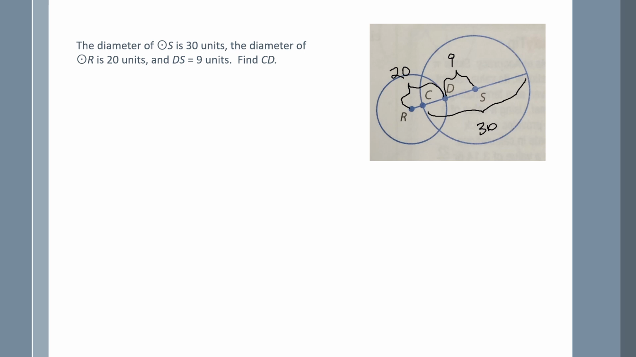Well, we know that the distance from D to S is 9. First of all, this radius has to be half of 30, so that's going to be 15. So this piece from here to here has got to be 6. So CD is equal to 6. The easiest way to do these problems is to mark up the diagram that's given to you, or copy it down as best you can and then mark it up.